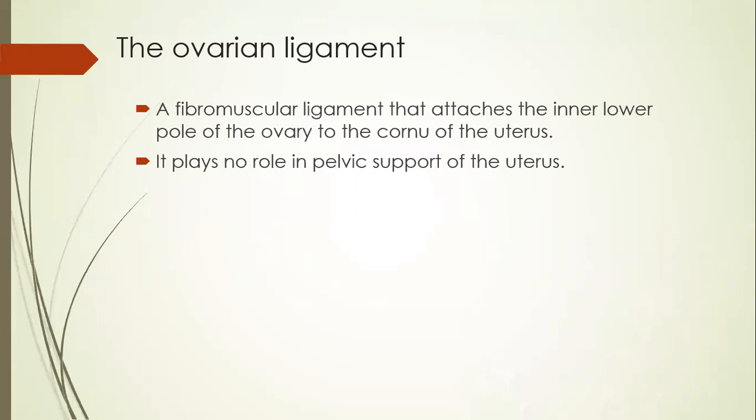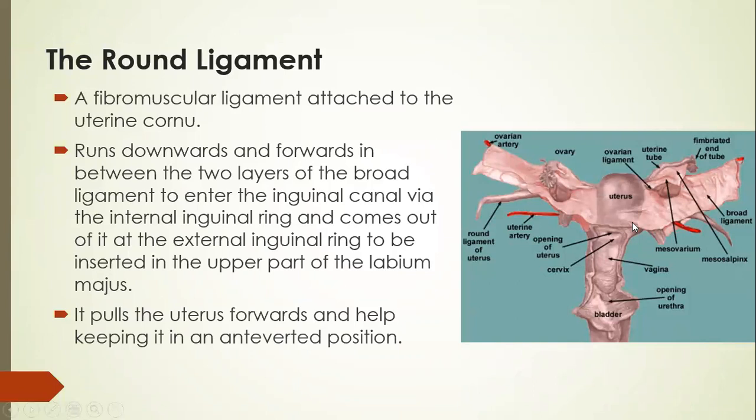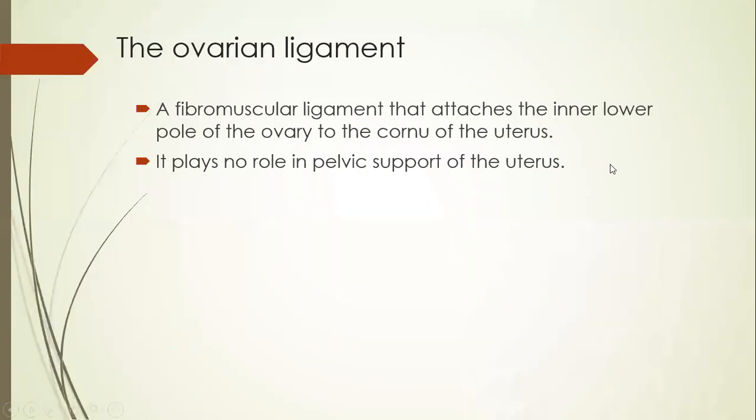Then we have the ovarian ligament. As we saw, this here is the ovarian ligament, a very short ligament. It is also called the ligament of the ovary. It is a fibromuscular ligament that attaches the inner lower pole of the ovary to the cornu of the uterus, and it plays no role in pelvic support of the uterus. It is mainly the round ligament which will help in keeping the uterus in its position.